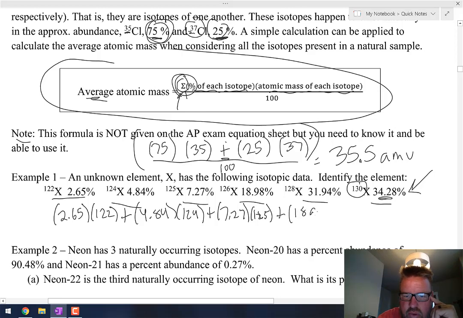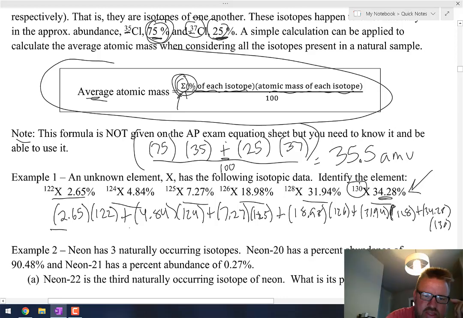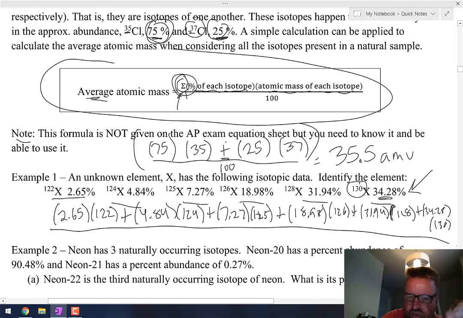Plus 18.98 times 126 plus 31.94 times, not plus, times 128 plus 34.28 times 130. Take that whole thing, get an answer, hit equals, and then divide by 100. I did it earlier just so I wouldn't have to be typing in my calculator forever. And check your answer. Go ahead and pause now and check your answer with mine. I get a final answer of around 127.7 atomic mass units.